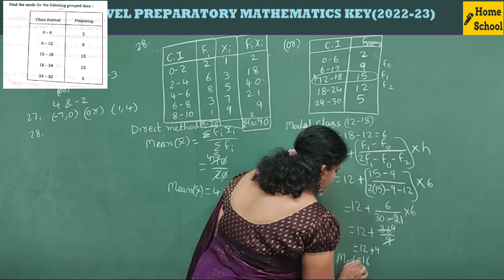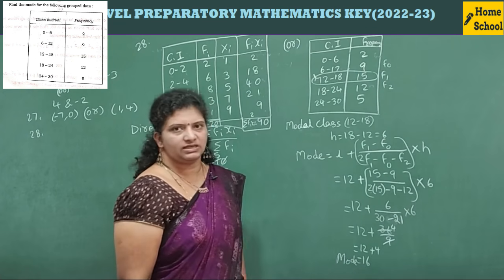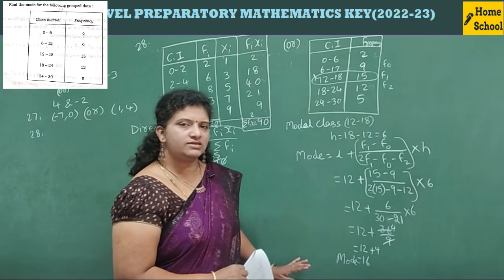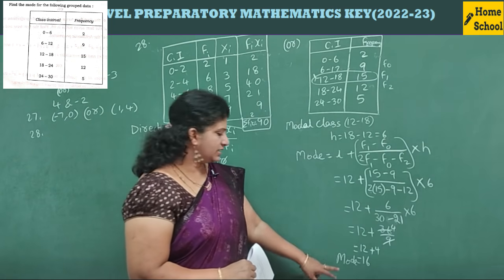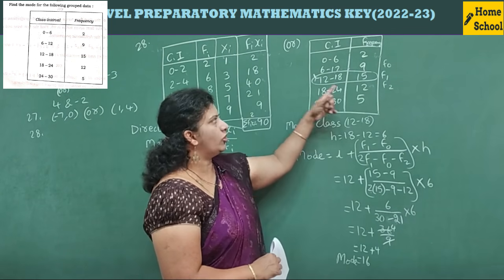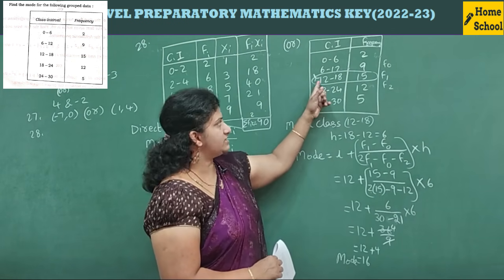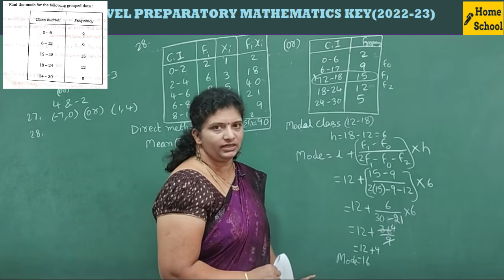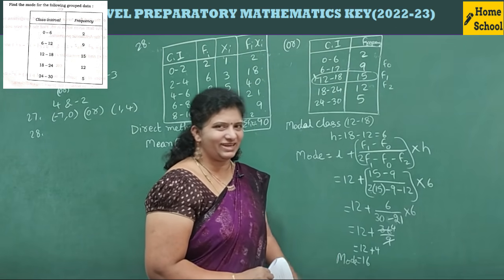What is your mode answer, children? Mode is equal to 16. And you can check whether your answer is right or wrong. See the answer. If it is there in your modal class, is it there? Yes, in between 12 to 18. Therefore, our answer is correct.